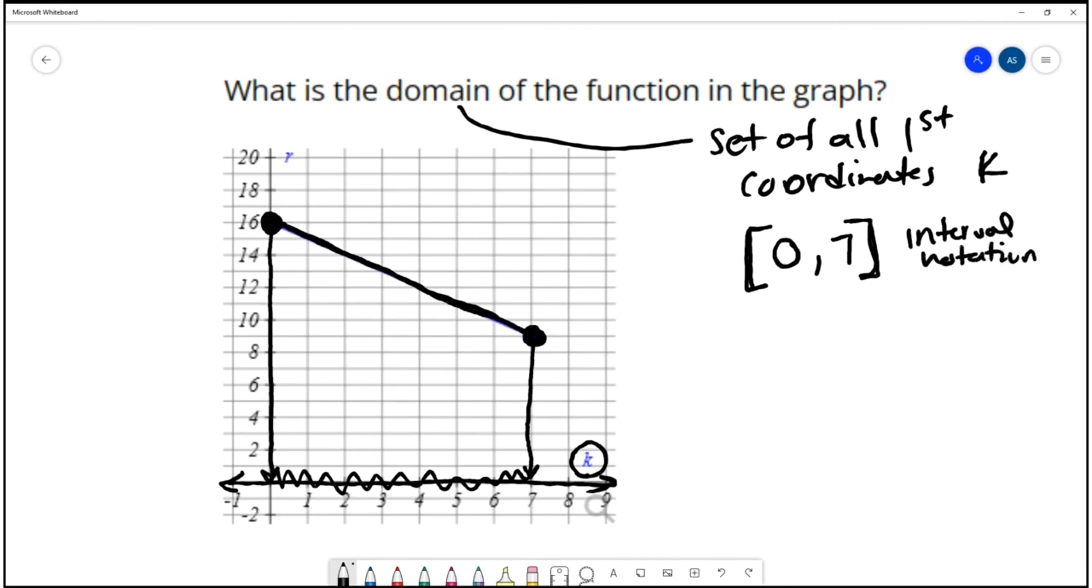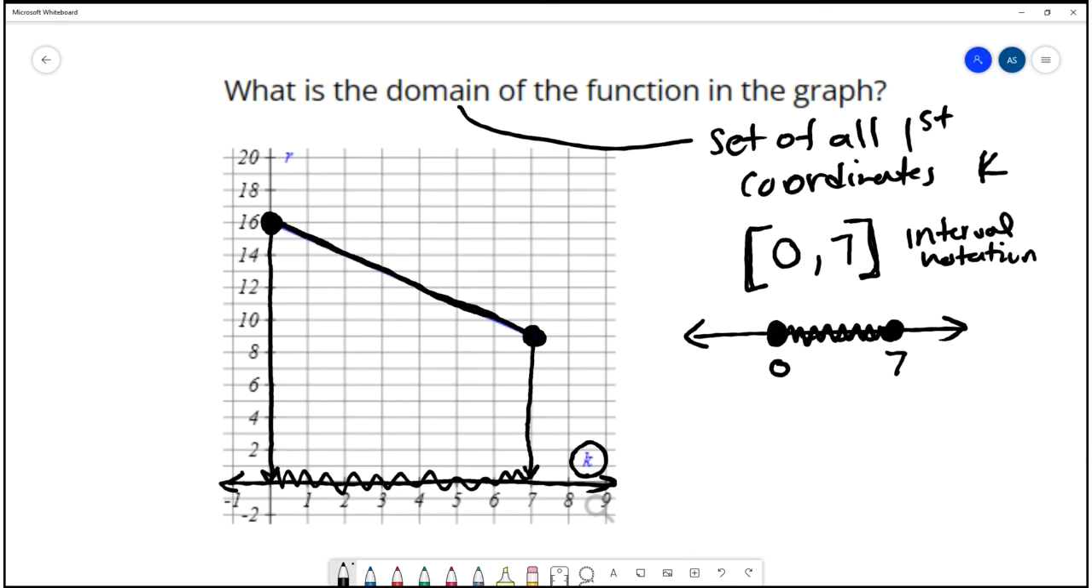So the meaning of this interval notation can be drawn on a number line. Our domain covers all of the numbers from 0 to 7. So 0 to 7 shaded in between. Notice I'm using filled in circles on the endpoints to include the endpoints.